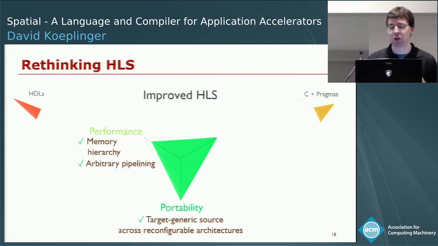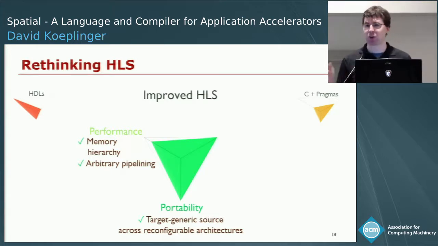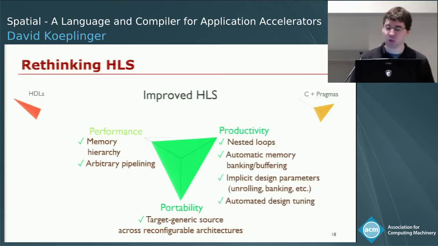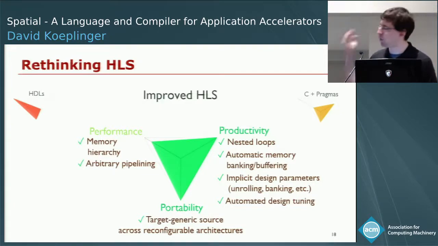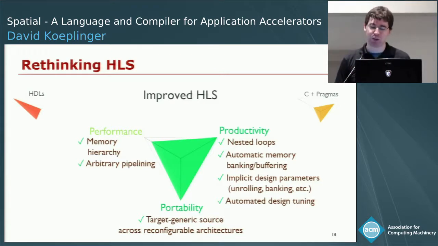We can create a target generic source, which is essentially generic across any reconfigurable architecture, FPGA or CGRA. And we can be productive. So we can express nested loops for the programmer's productivity, but we can also do automatic optimizations like that memory partitioning that I showed you. And we can do automated design tuning using those sorts of parameters that I previously mentioned.